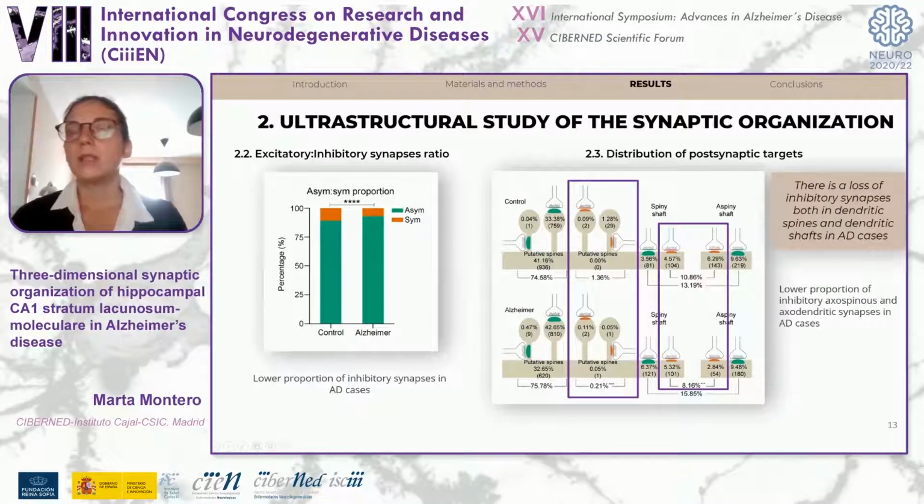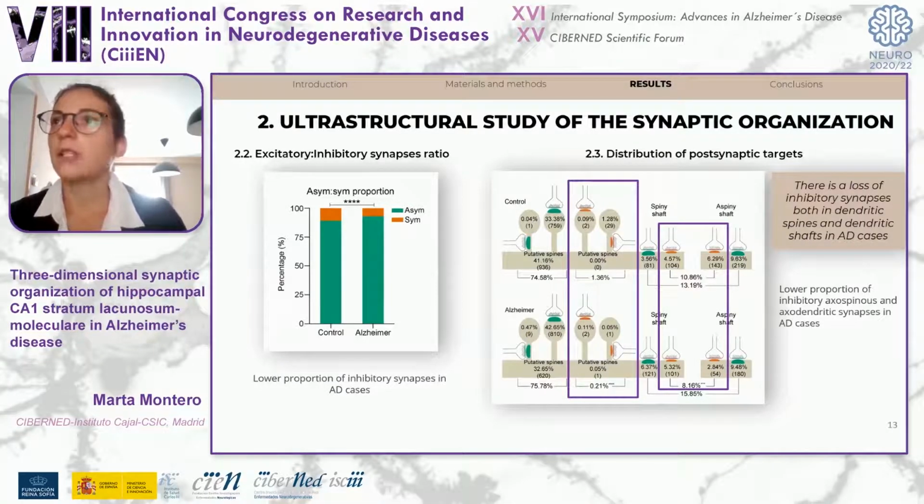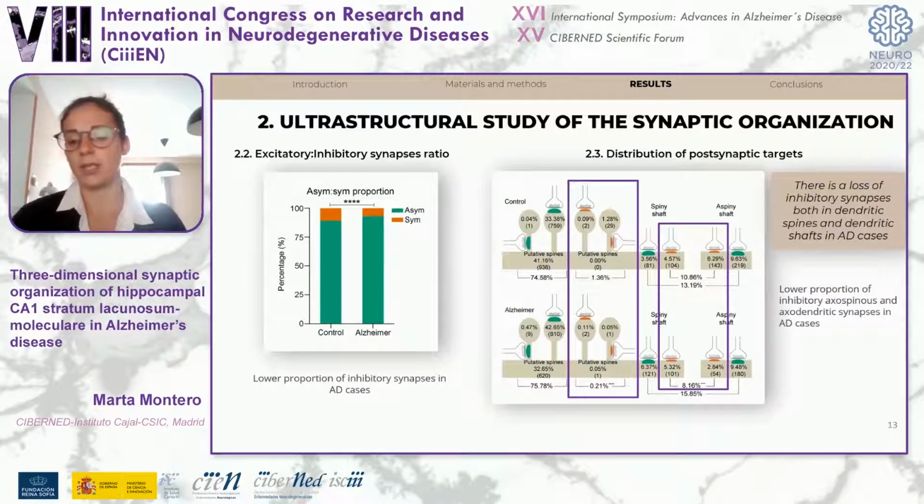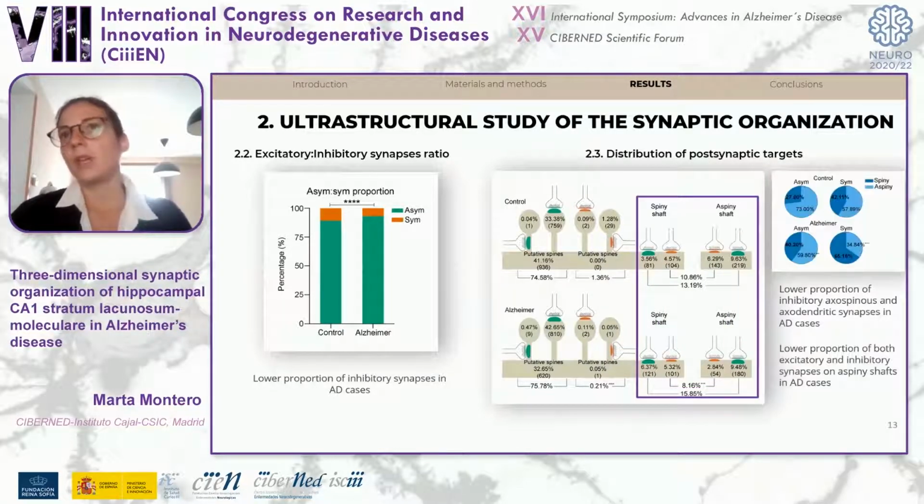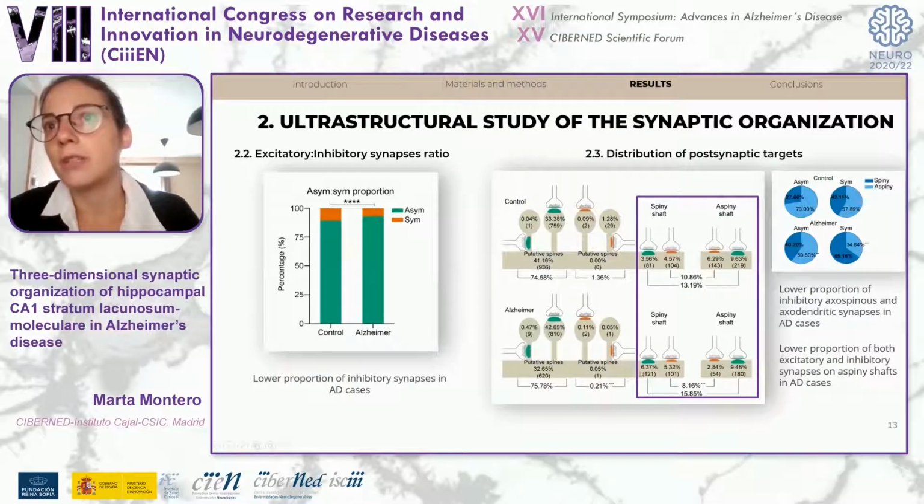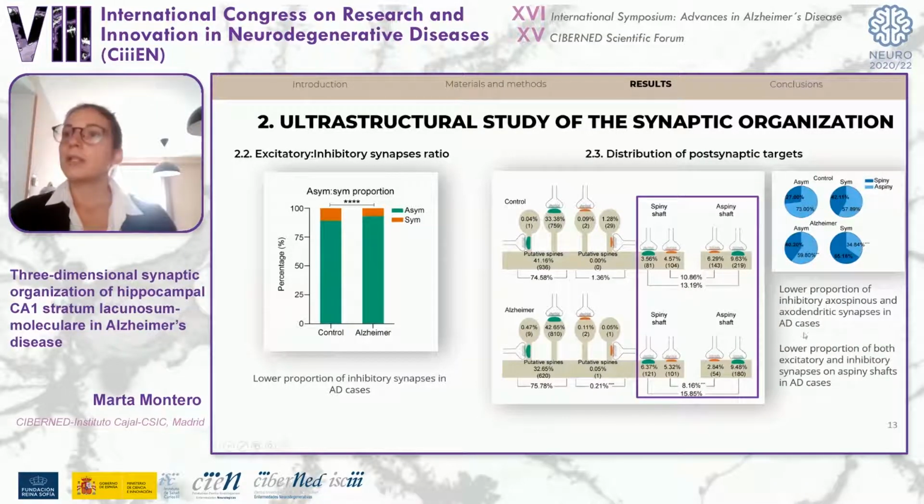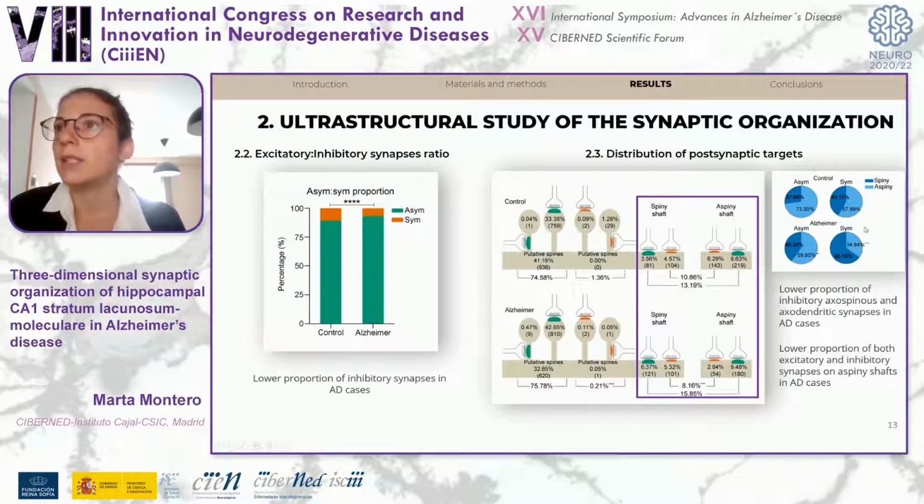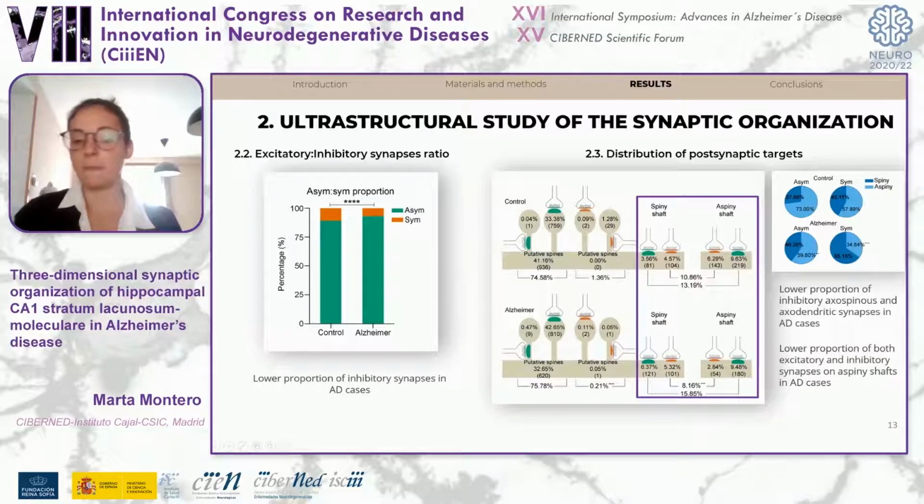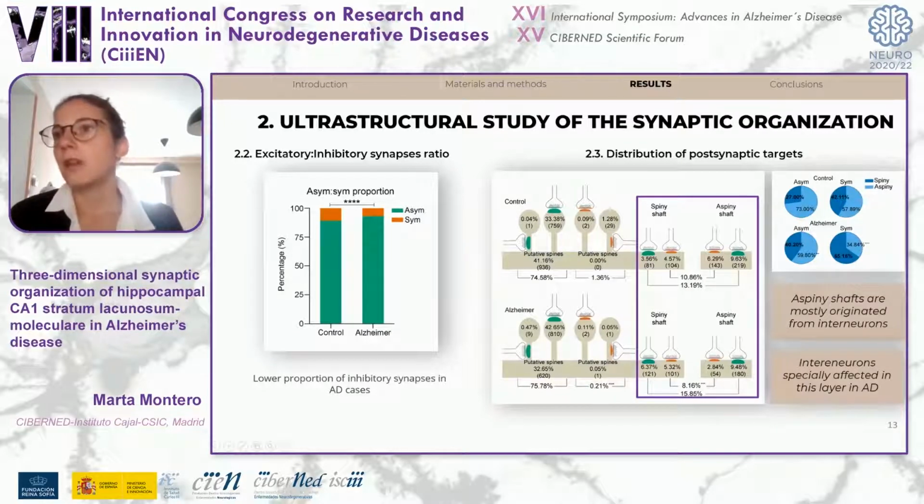So if we take all this data together, it seems to indicate that there is a specific loss of inhibitory synapses both in dendritic spines and dendritic shafts in Alzheimer's disease cases. If we now focus exclusively on axodendritic synapses, we observed in Alzheimer's disease cases a lower proportion of both excitatory and inhibitory synapses on aspiny shafts. These aspiny shafts mostly originate from injured neurons, so this kind of neuron seems to be especially affected in this layer in Alzheimer's disease.